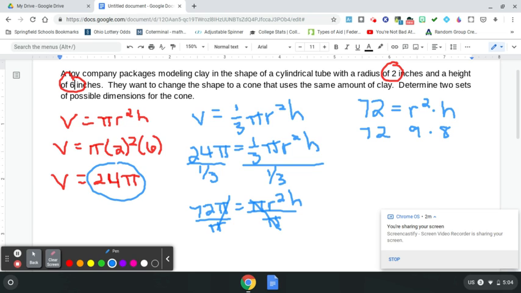I have to be careful because remember, that's r squared. So I take the square root of this one. So one set of dimensions would be a radius of 3 and a height of 8.